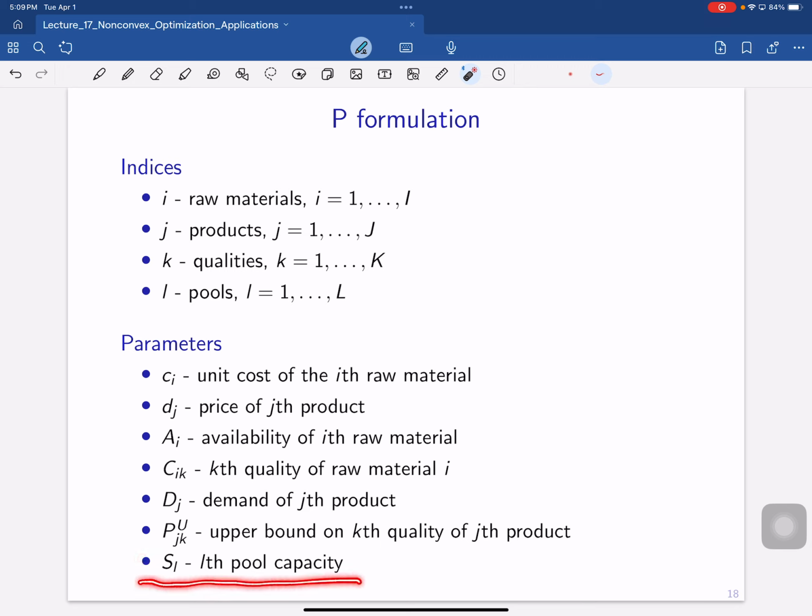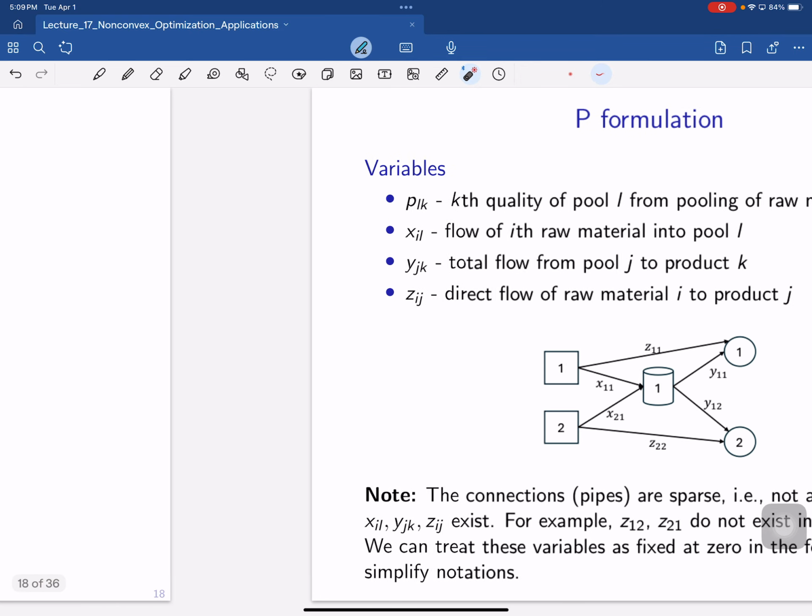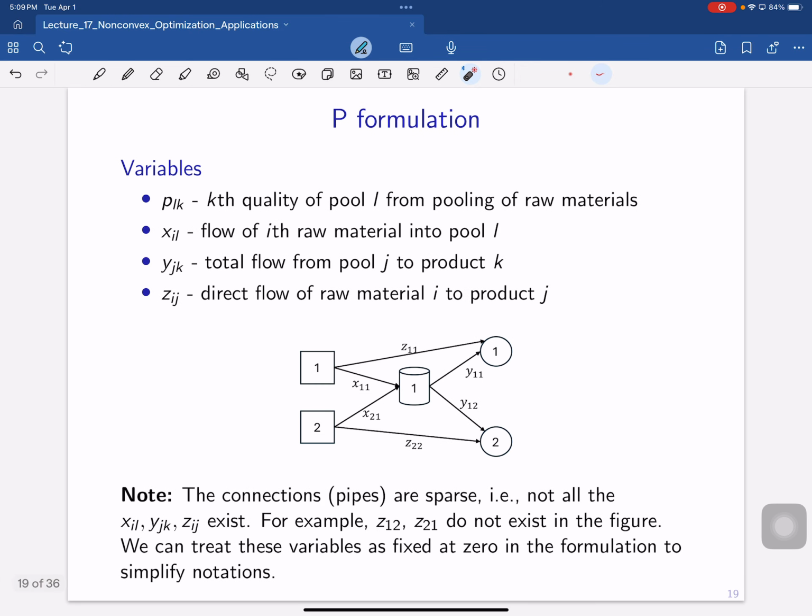We also have the capacity for the pools, right? You can think about the pools as some blending tank. You cannot send more than the capacity of the blending tanks. Okay, so the P formulation is perhaps the most intuitive formulation of the blending problem, but mathematically it is not a very good formulation. Okay, so we will explain why.